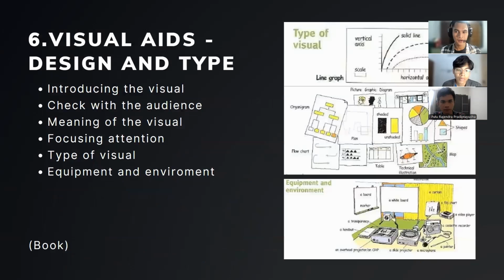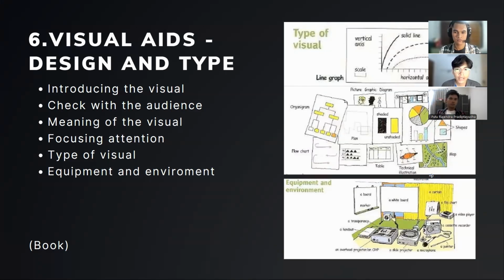So that's my part. And the next one will be explained by my colleague. So go ahead, please. Okay, the next part is visual aids, design and type. Visual aids are material like image, chart, used to enhance an understanding. The first is introducing the visual. We can say like this. Okay, let's take a look at blah blah blah blah.